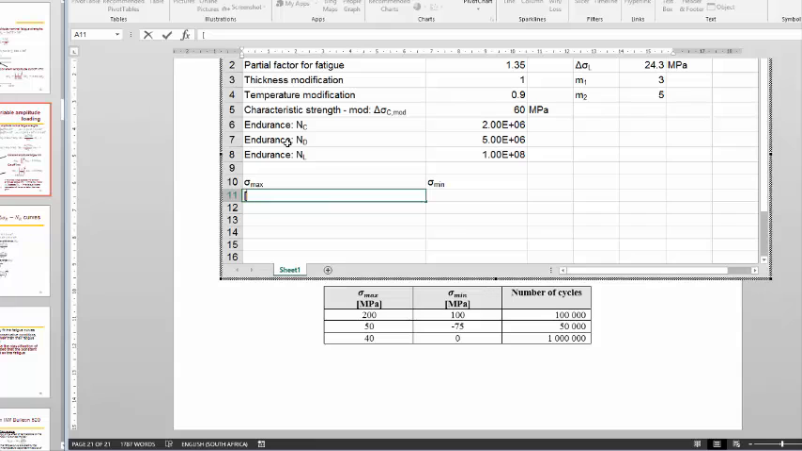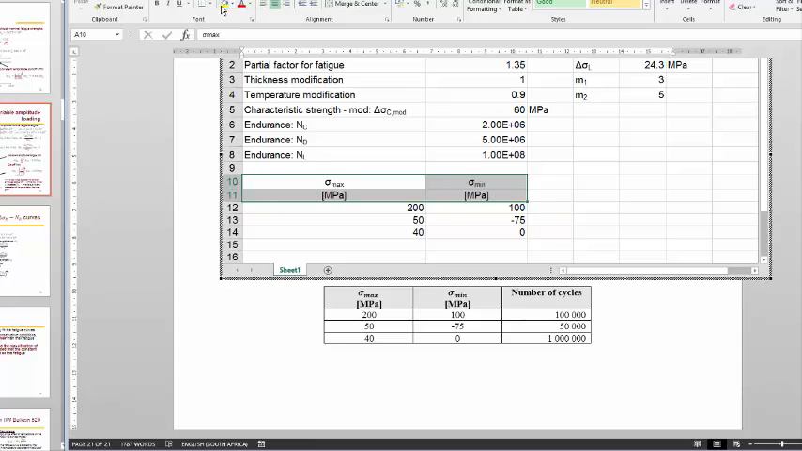We always put the units in our equations. We must have them there. So let's assume they are in MPa. Right. And then they gave us values 200 and 100, 50 and minus 75, 40 and 0. Now what we can calculate from this, let's just put these in the middle so that it looks a little bit better.